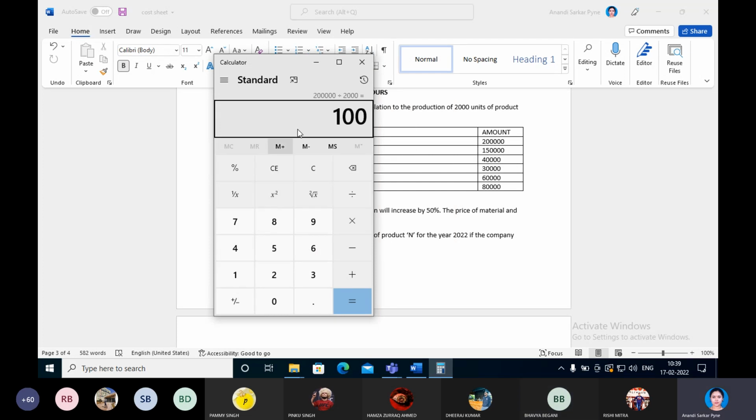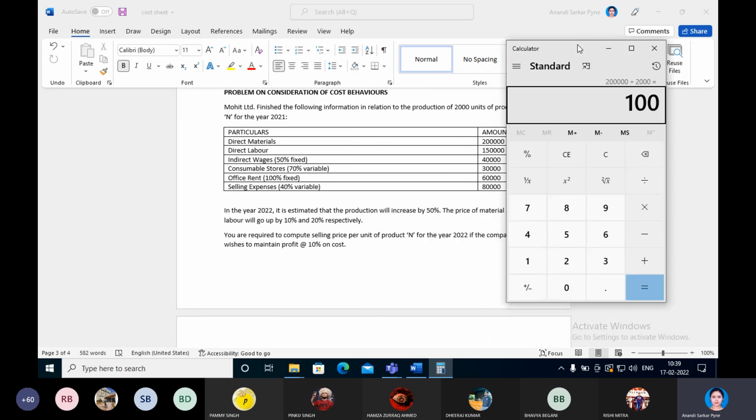Now it is being said that material is increasing by 10%. So therefore, the 100 will become 110%. Percent means what? 110 divided by 100. So basically it's 110 only. So 110 multiplied by 3,000. 3,000 is your direct material.